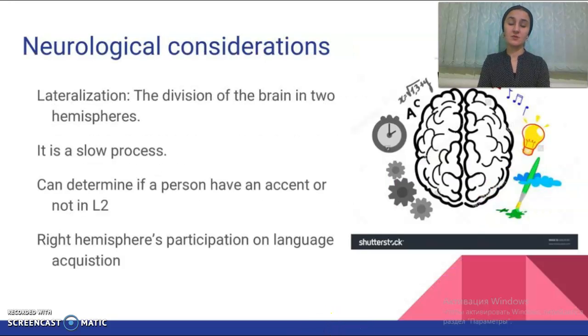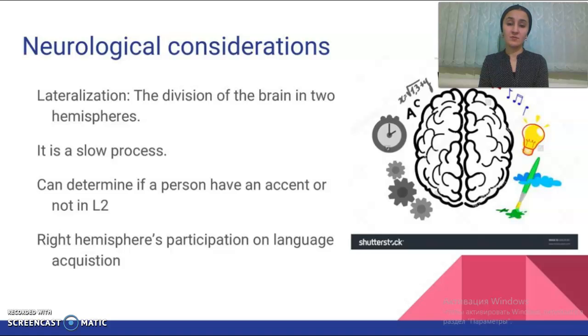So, neurological considerations. It's lateralization. Lateralization means the division of the brain into hemispheres. It is a slow process. As you know, lateralization is a slow process which happens in our brain and can determine if a person has an accent or not in a second language, because it's the part of our brain which is responsible for our accent. So we will have it or not.